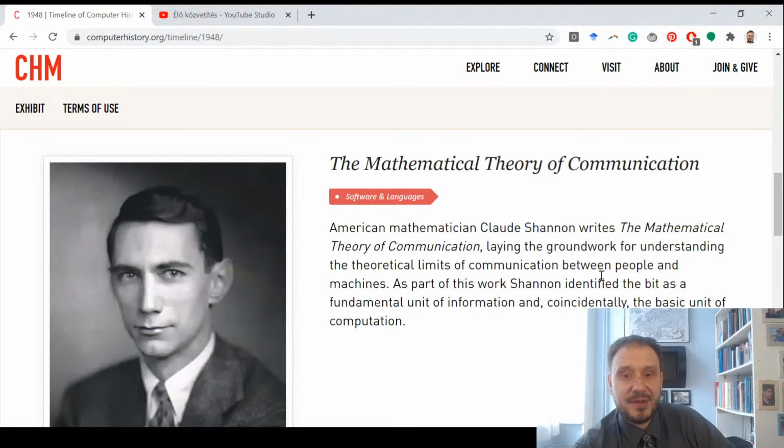The mathematical theory of communication was published by American mathematician Claude Shannon. This theory is not only used in communication, it's used in information management as well. The general idea was to lay the groundwork for understanding the theoretical limits of communication between people and machines. However, you can use this theory to build a framework in the case of communication between machines and machines as well.